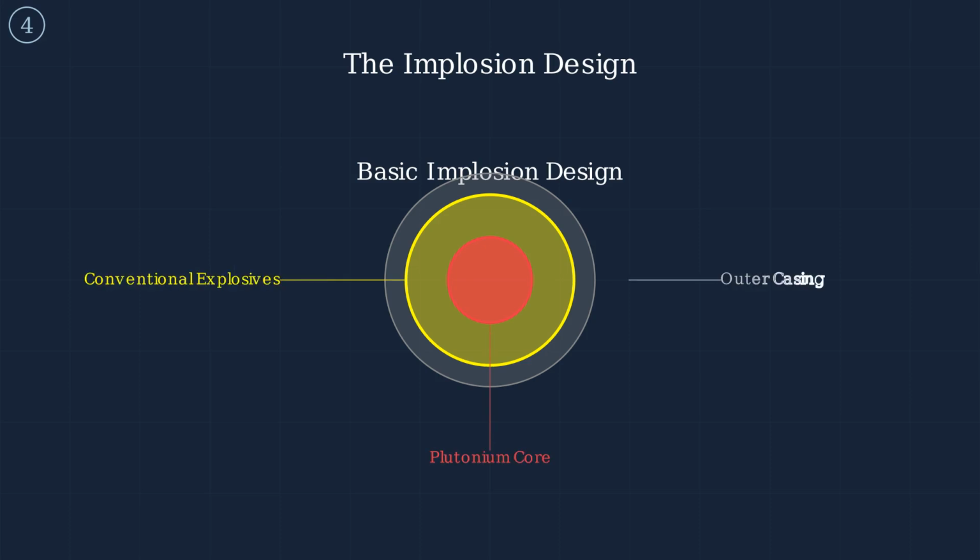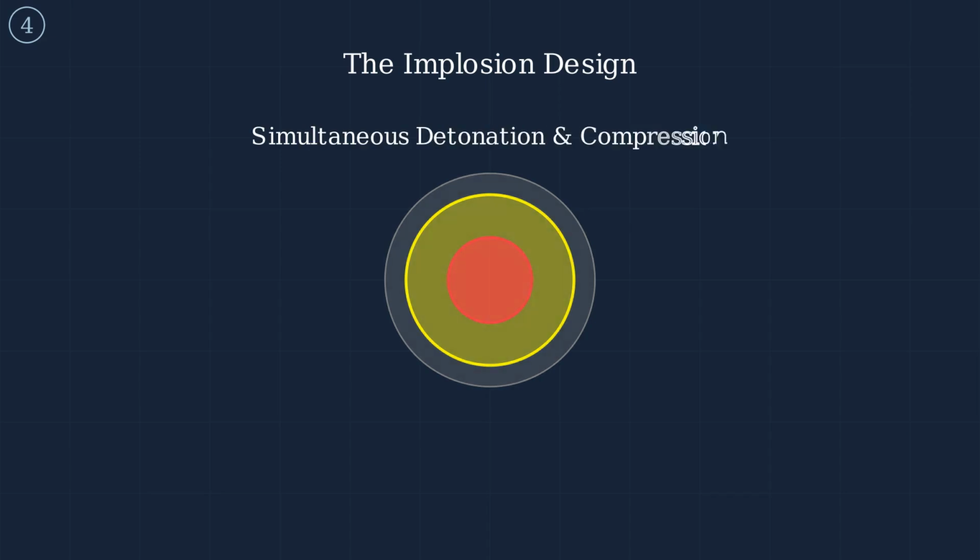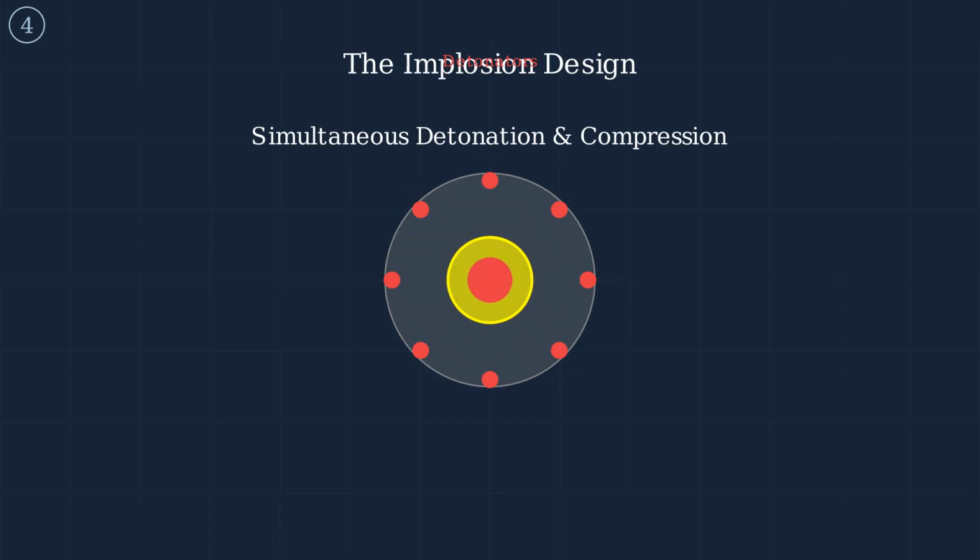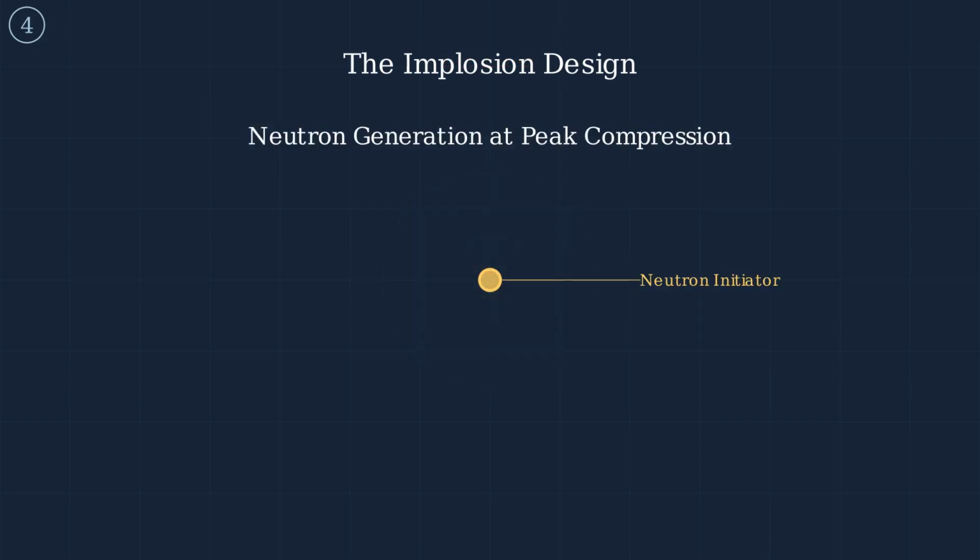The implosion design represents a more advanced approach to fission weapons compared to the gun-type design. The implosion design was used in the Fat Man bomb dropped on Nagasaki in August 1945. Unlike the gun-type design, the implosion design surrounds a subcritical plutonium core with precisely shaped conventional explosives. When these explosives detonate simultaneously, they create an inward pressure wave that compresses the plutonium core. This compression increases the density of the plutonium, bringing it to a supercritical state. A neutron initiator at the center releases neutrons at the moment of maximum compression.